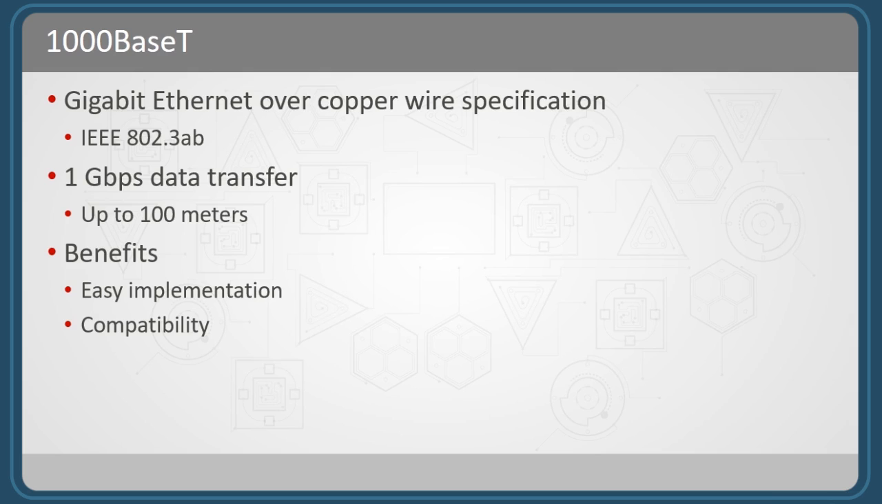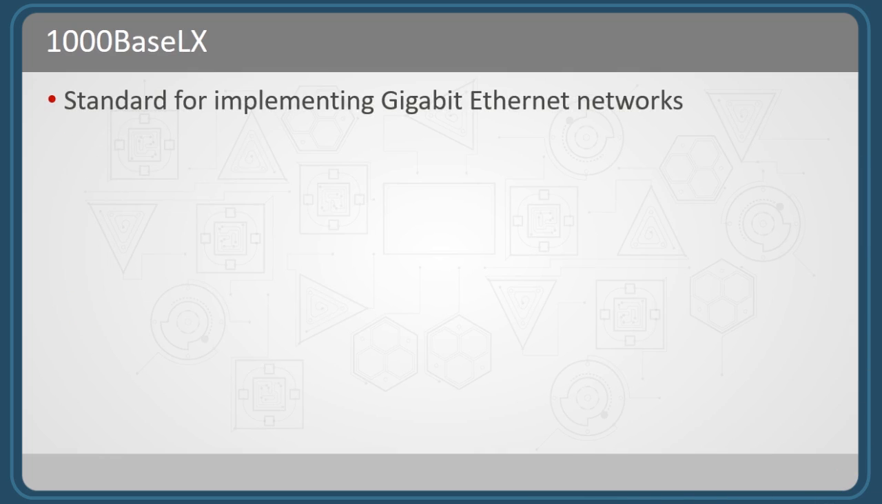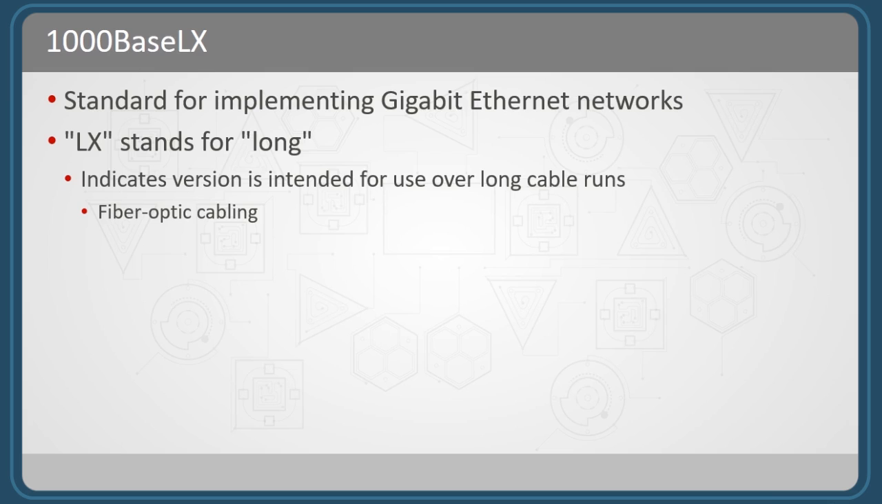And if you still had slower implementations from the switch to the computer, you certainly didn't see the overall increase, but it was still better. Now, 1000BASE-LX is still a standard for gigabit Ethernet networks, but the L actually refers to long and indicates that this version is intended for use over long cable runs.